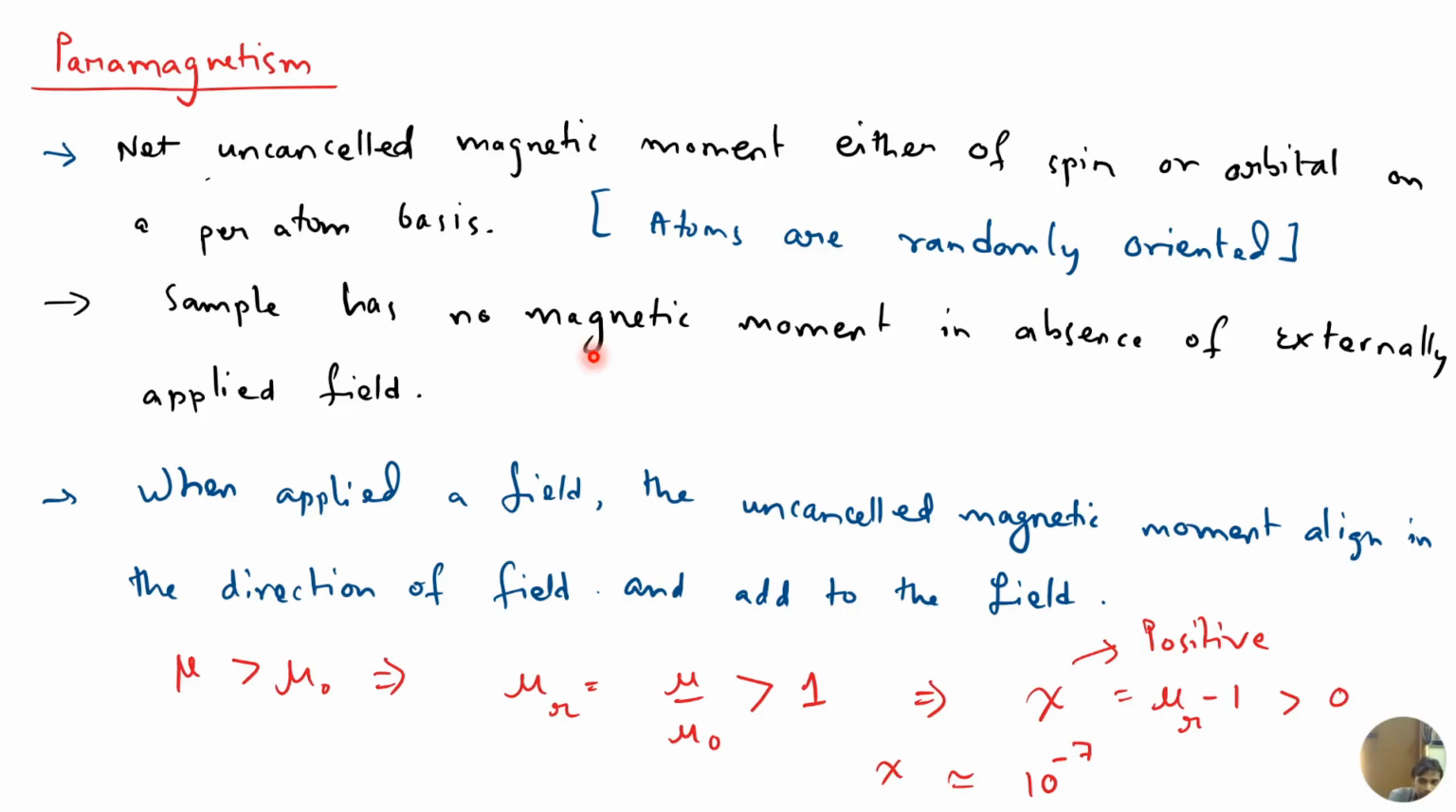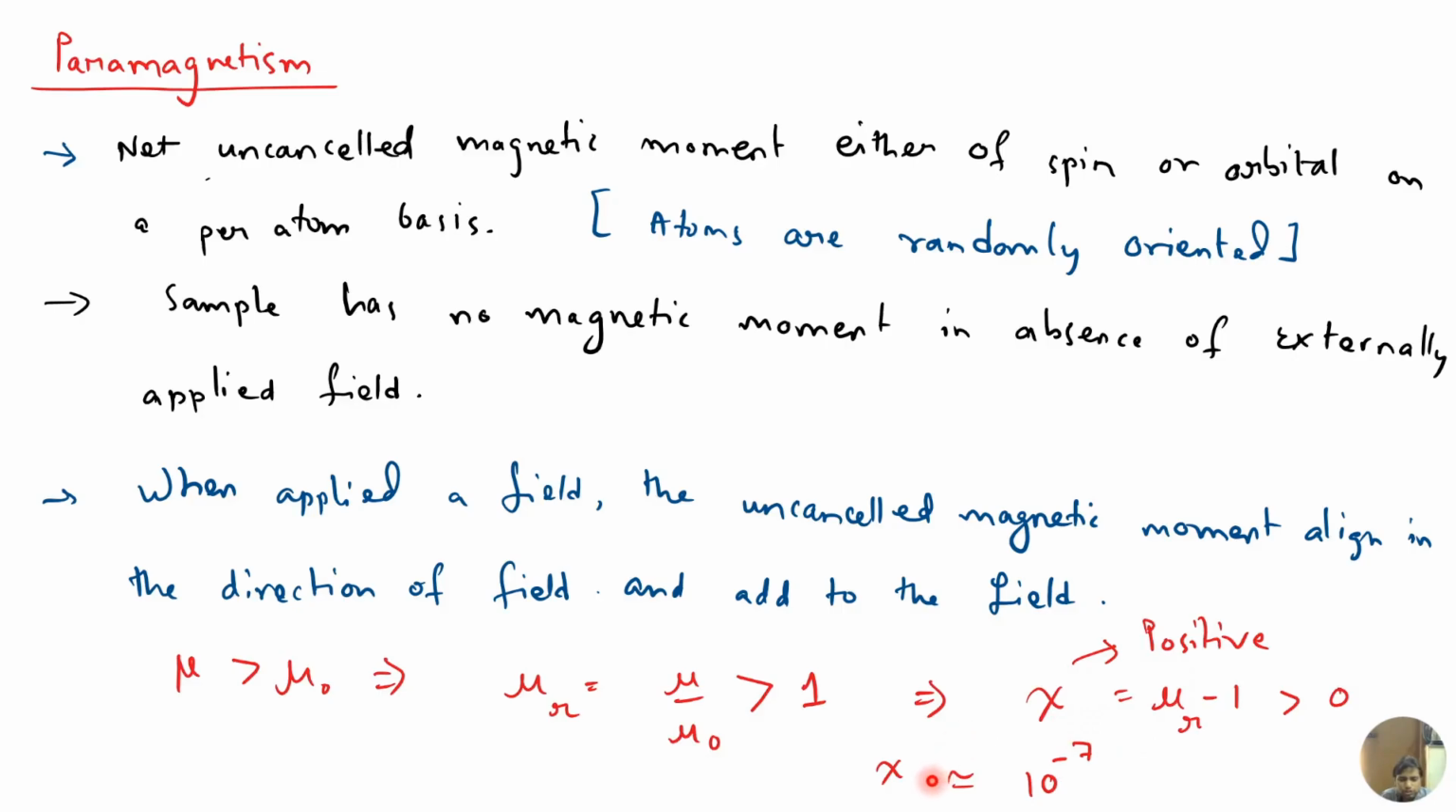When you have the field, you will have paramagnetism, but when you have no field, you will not. In this phenomenon, if you have an external magnetic field, then the uncancelled magnetic moment will try to align itself in the direction of the magnetic field, and because of this alignment, the net magnetic field in the material is greater than in vacuum. So mu is greater than mu naught, and mu r, which is the ratio of mu by mu naught, is greater than 1. So chi is mu r minus 1, and mu r is greater than 1. That is why chi is positive.